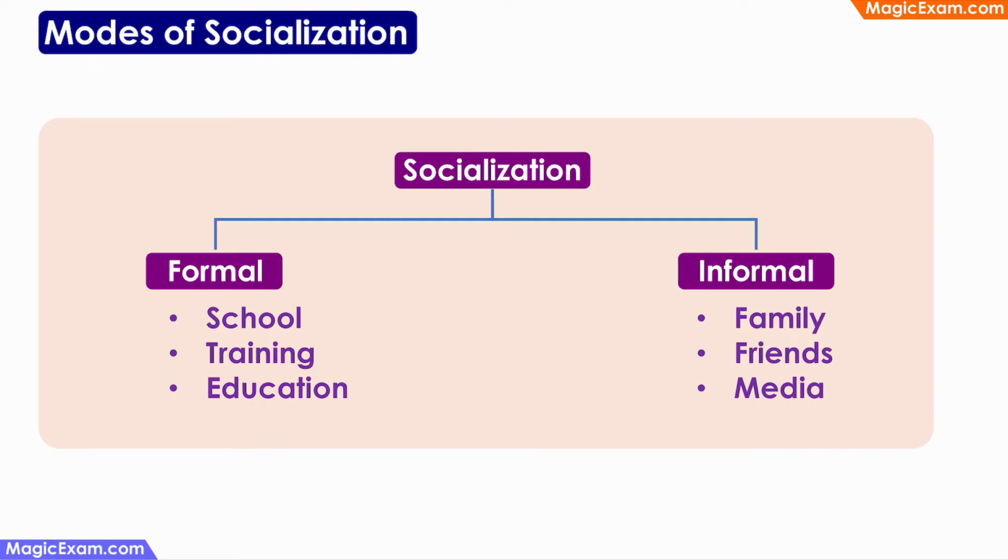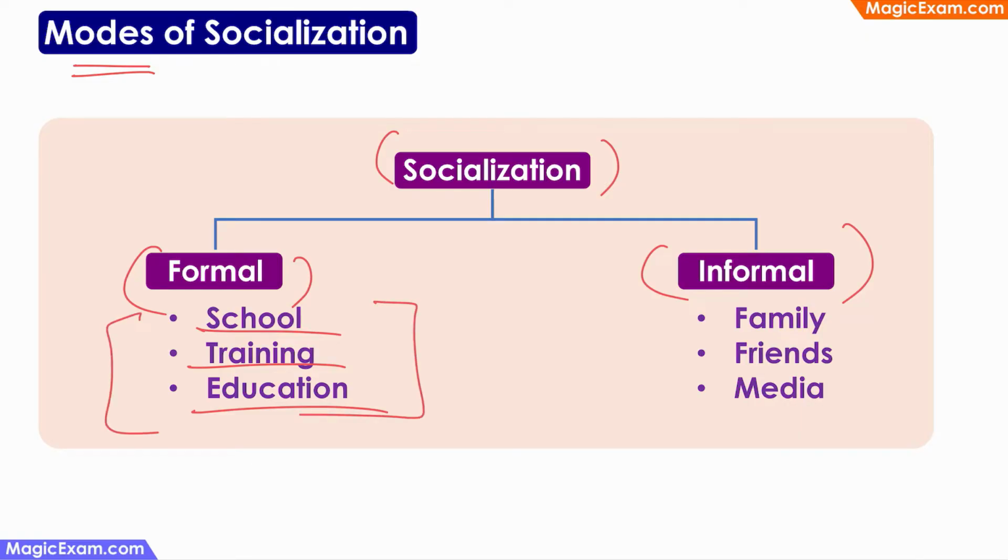Next, let us look at the modes of socialization. This is very important because very often we get questions around these various modes of interaction, which is formal, which is informal. So socialization can happen through formal modes or informal modes. Formal modes are school, training, education. So these are modes where there is a specific syllabus and you know what is it that you are going to teach the child. So there is a structure or there is a format for this type of socialization.